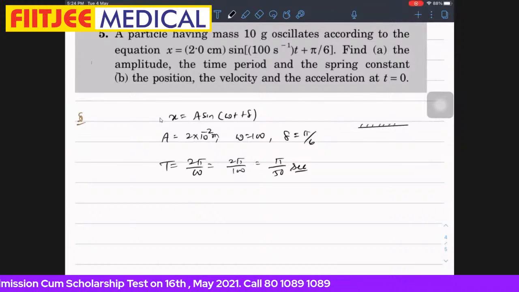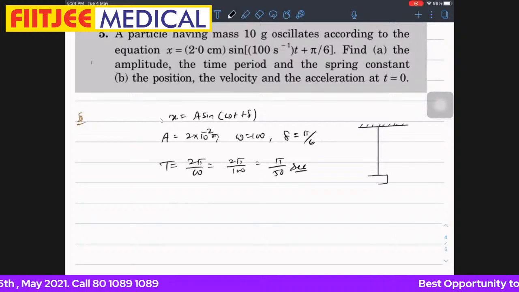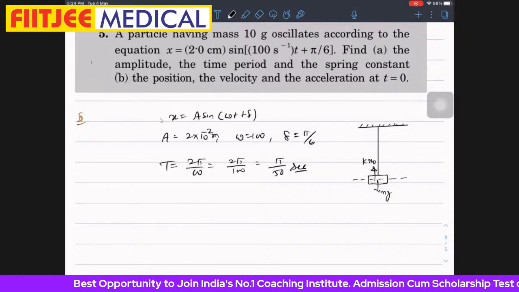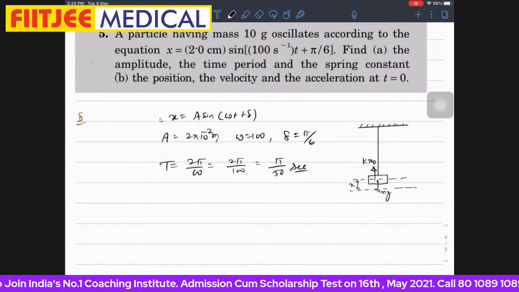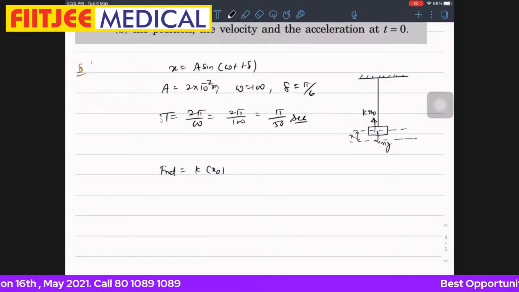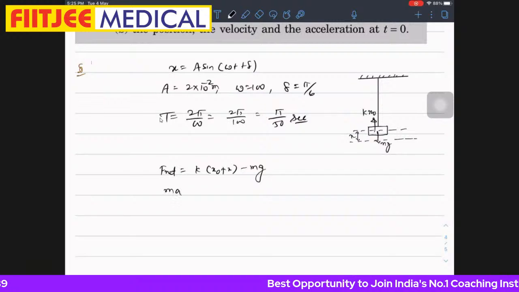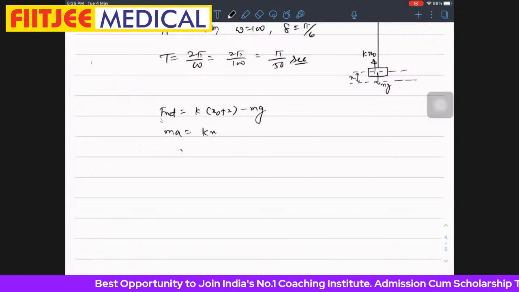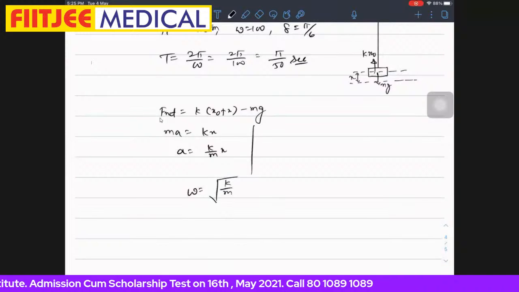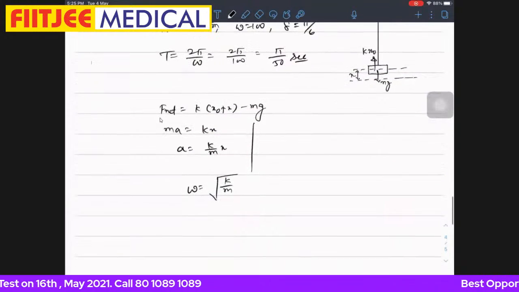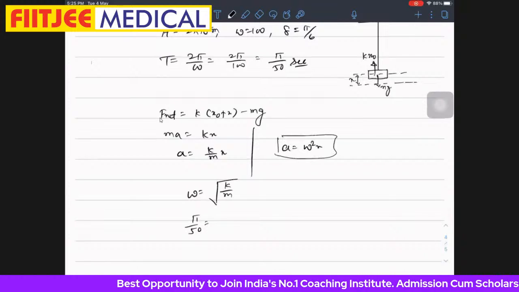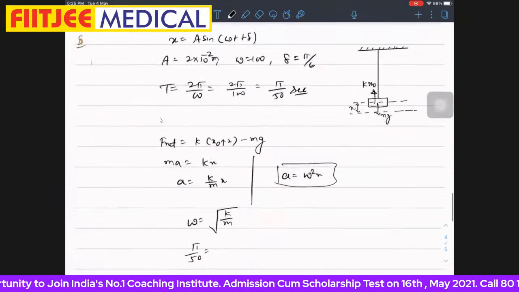In case of a spring, suppose a spring is hanging, mass mg would be acting, and initially the spring force will be kx₀. From the equilibrium position, if I bring it down by x, what can I write for the net force? Net force will be k(x₀ + x) − mg. Net force equals mass times acceleration, so this will become kx. So a equals (k/m)x. So omega will become root under k/m. Omega we know, π/50. How did I get k/m? I compared this equation with a = ω²x, the magnitude of the acceleration.